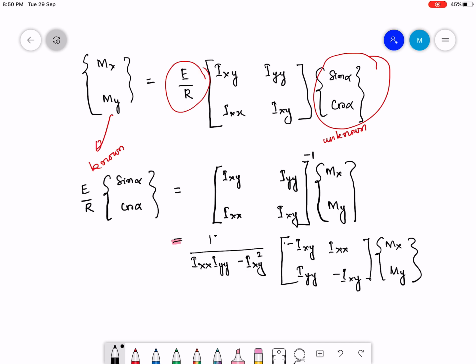Right, so what is now happening? I'm expressing E by R and sine alpha cos alpha in terms of my known parameters, that is the applied moment and the sectional property. So this is an important step done. Now what do I do? Now I know that sigma z is nothing but E by R, x sine alpha plus y cos alpha. I very well know sine alpha cos alpha.